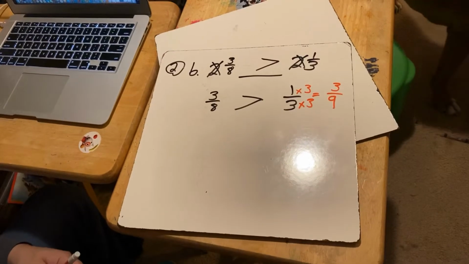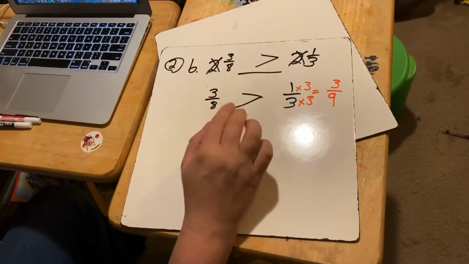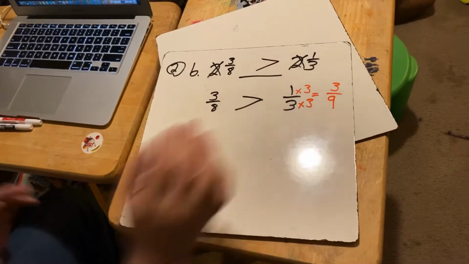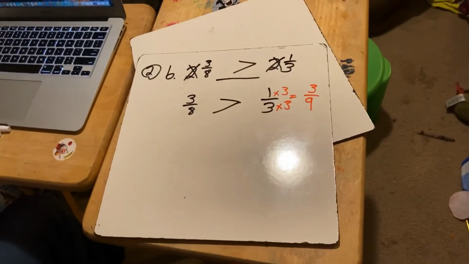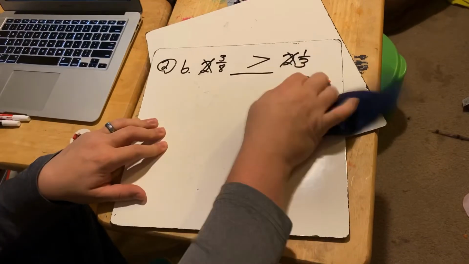There we go. That's all you have to do. Is just see, is there something I can multiply my numerator by to get to the same answer, or is there something I can multiply my denominator? Right. Let's erase this.